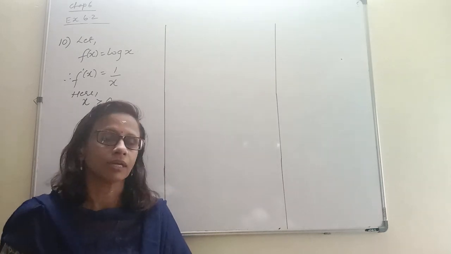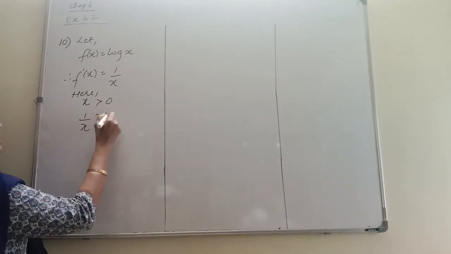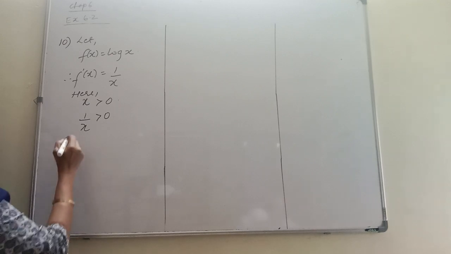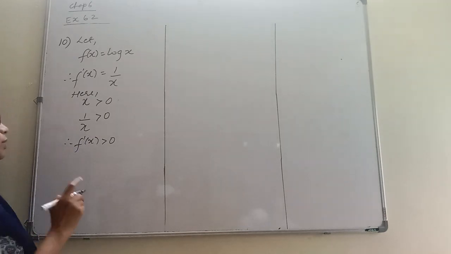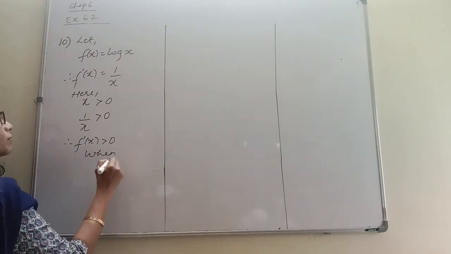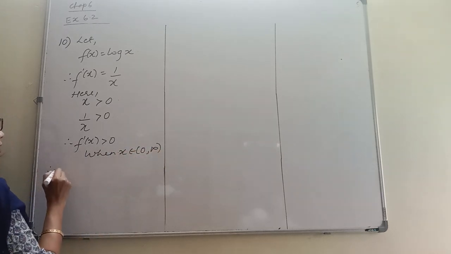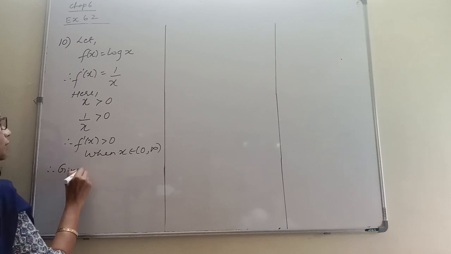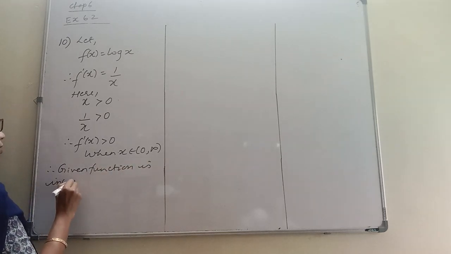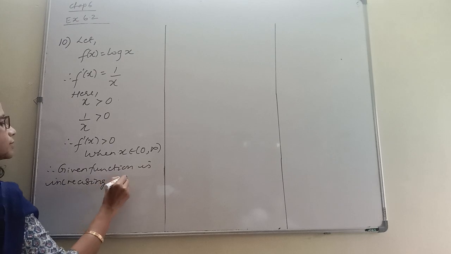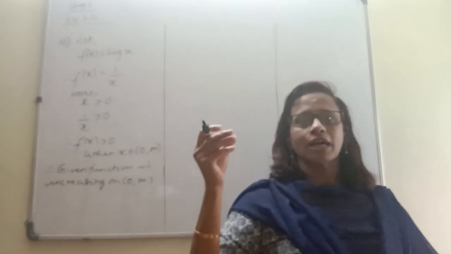So that's pretty much assured. Therefore 1 by x is always greater than 0, because x is greater than 0. Then what it means is that f dash x is greater than 0, not everywhere, only when x belongs to 0 to infinity. That's it. So therefore the given function is increasing. They want us to show only that. As I told you, it's a 1 mark or 2 mark problem.